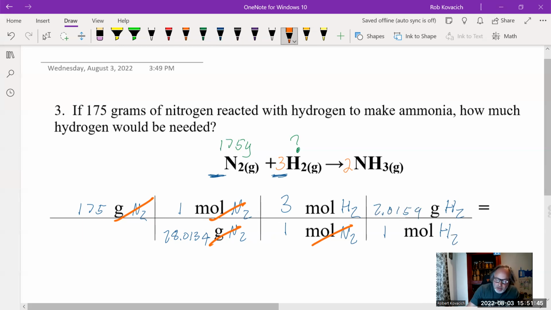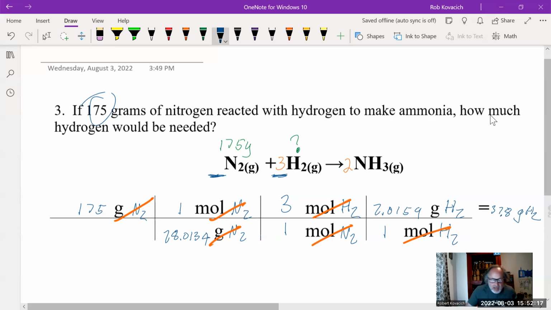Okay, so now what I can do is I can cancel out my moles of hydrogen, and what I'm left with is grams of hydrogen. Awesome, because that's what I'm looking for. So grams of H2. So then 175 divided by 28.0134 times 3 and times 2.0159. Should be a pretty small number. And I've got 37.8 because we got 3 sig figs here.